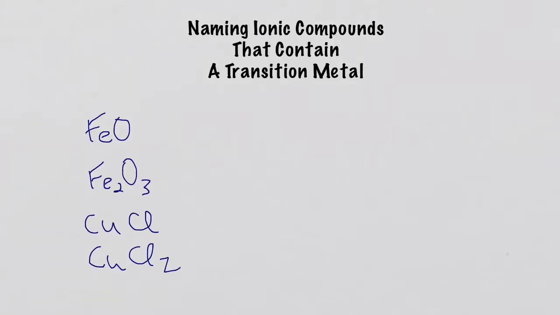Okay, so far, so good. Ionic compounds don't seem that tricky to name. Well, that is until you meet up with what's called a transition metal.